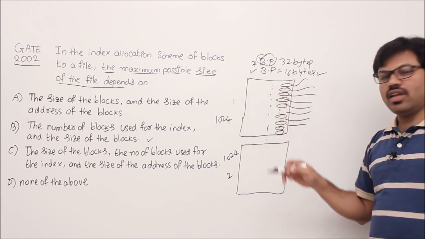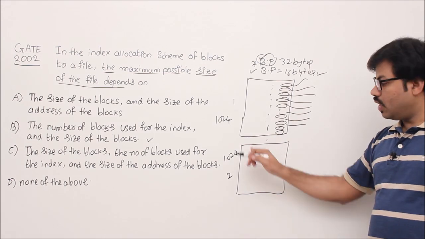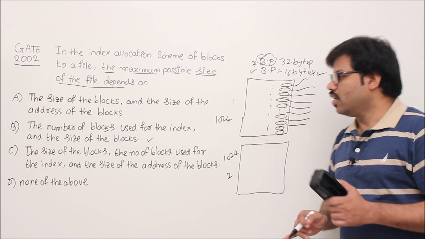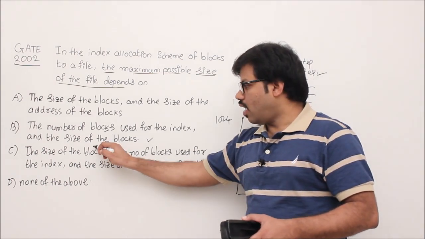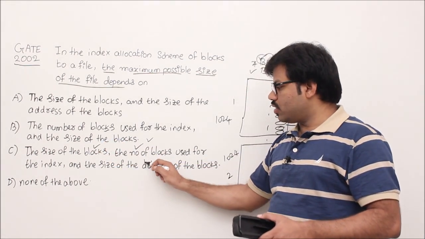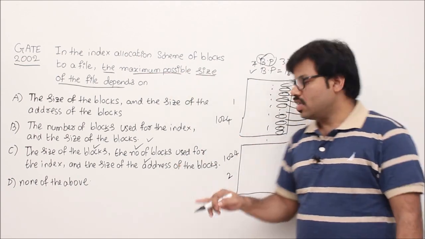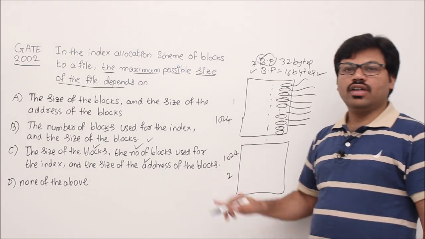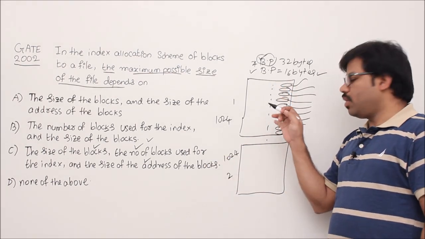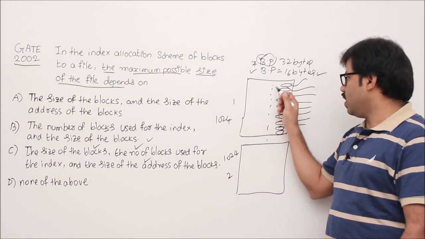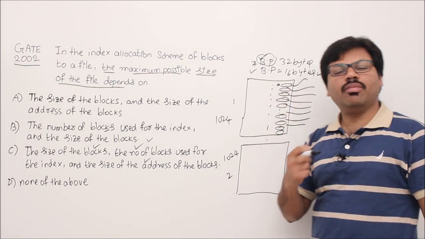That's why block pointer size is important. Second one, block size is also important. Third one, number of blocks. Everything matters, right? So this is about this problem. That's why I can say that all these 3 parameters are going to influence your maximum file size: size of the block, number of blocks, and third one, how many block pointers you can keep in one block. That depends, of course, on the block pointer size. So block pointer size also matters.